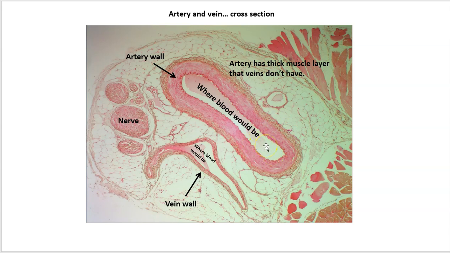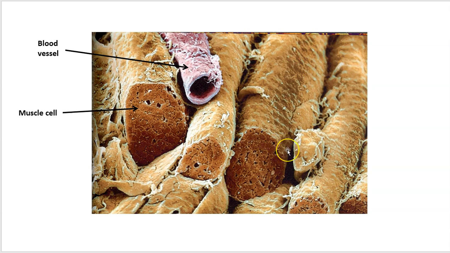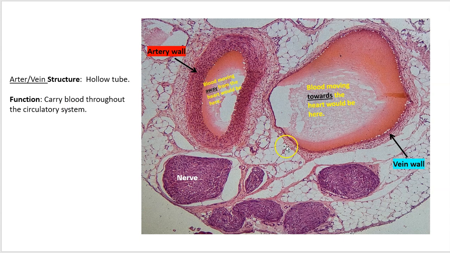So the hollow structure of the artery and the vein, of course, is related to their function because they're carrying blood. Here we see a scanning electron microscope image of a blood vessel running alongside some muscle cells. This was a slide that we used recently. Again, we see the thick wall of the artery and the thinner wall of the vein. The blood in the arteries is under higher pressure. The blood in the veins is under lower pressure.